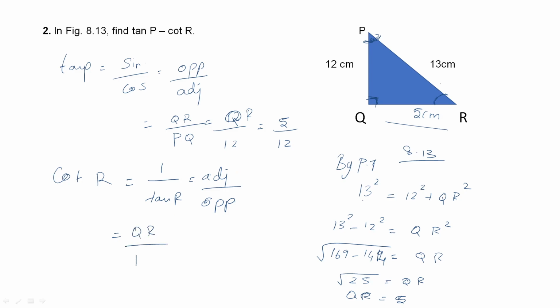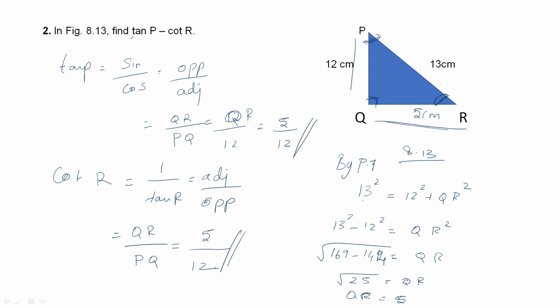QR. And what is opposite? PQ. This is angle R. So angle R adjacent will be QR and angle R opposite will be PQ. So what we have to do? QR is 5 and PQ is 12. So this is also 5 by 12. Here also 5 by 12 and here also 5 by 12.